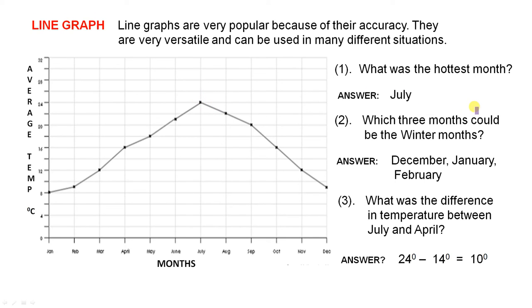Which 3 months could be the winter months? Over here we see some very cold months down here, those ones there. So we have December, we have January, and we have February. What was the difference in temperature between July and April? Well, July was 24 degrees, April was 14, so the difference is 10 degrees.